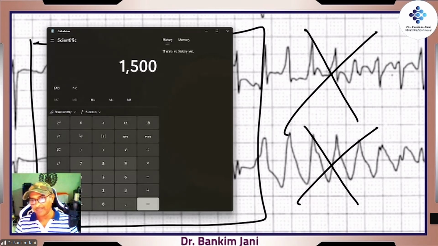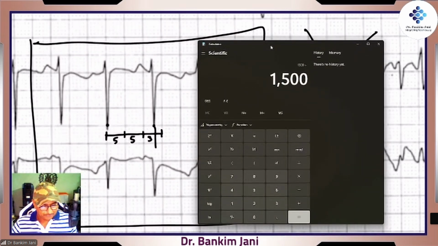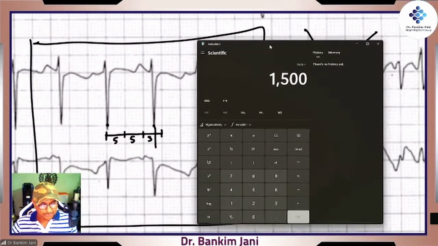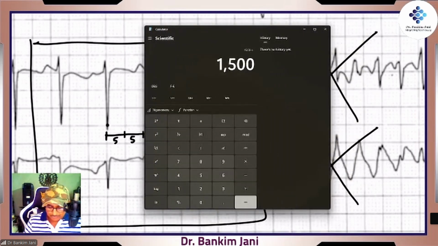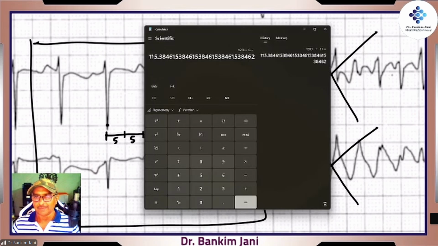So then 1500, right? We are taking small squares. And over here, say 5, 10, and 3. So divide by 30. So it is coming to 115, roughly 150. Got it? Yeah, Kushi. That's okay. So now you are right.